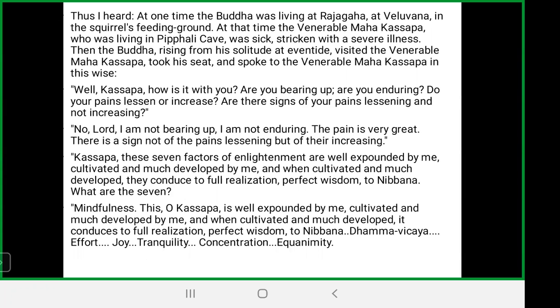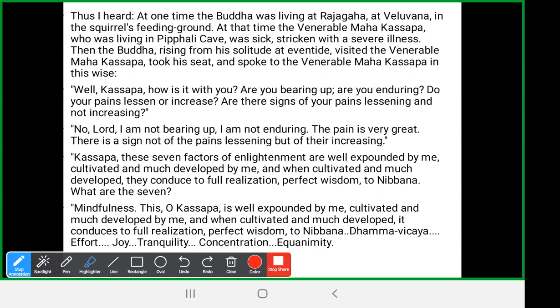Mindfulness, this, Kassapa, is well expounded by me, cultivated, much developed by me. And when it's cultivated and much developed, it conduces to full realization, perfect wisdom, to Nibbana. Then this paragraph is repeated for Dhamma Vijaya, effort, joy, tranquility, concentration, and equanimity. So you can see the dot dot dot means a lot of repetition.